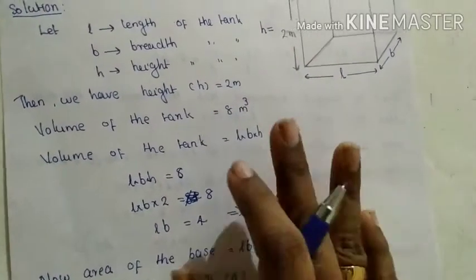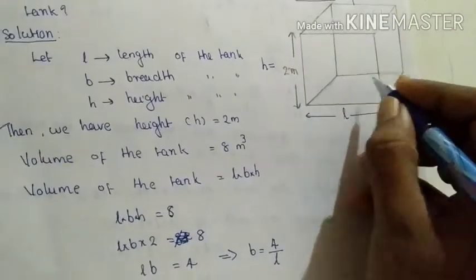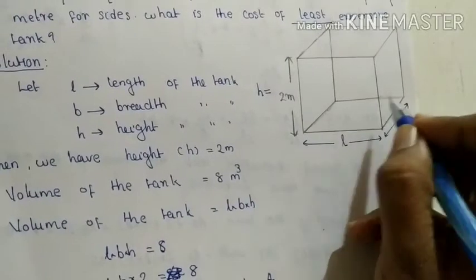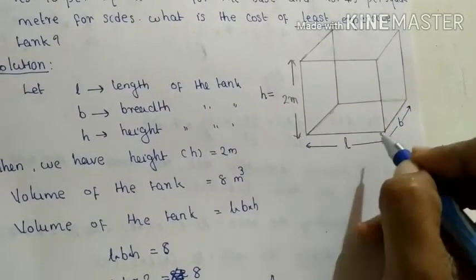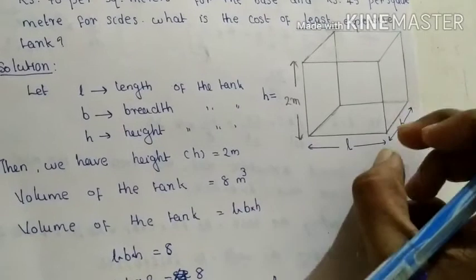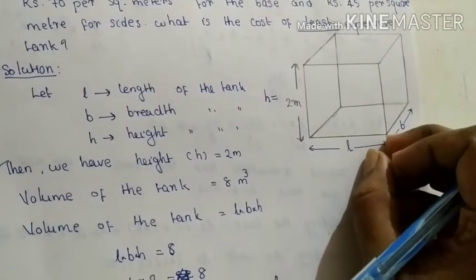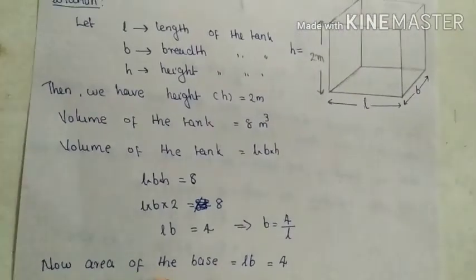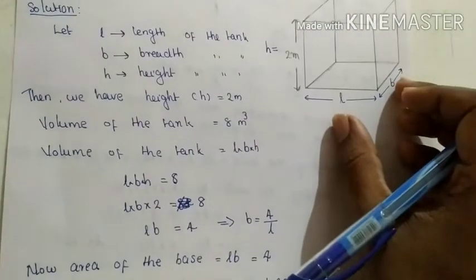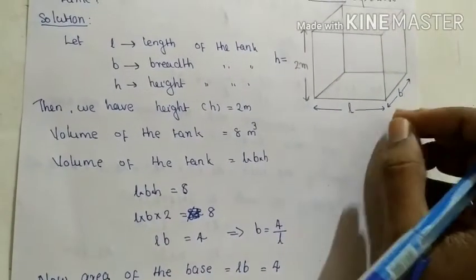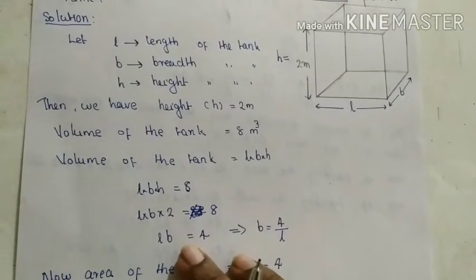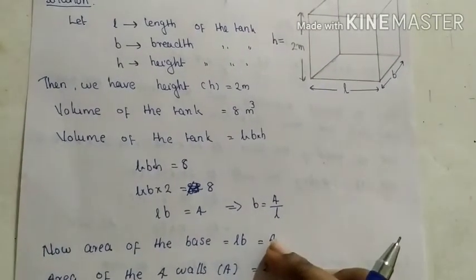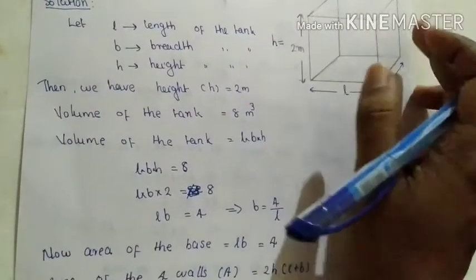Okay. So the area of the base: the base is a rectangular shape having the length L and breadth B. We know that the area of a rectangle with the length L and breadth B is L into B, right? So the area of the base is L into B, and we get LB equal to 4 here. Next we need to find out the area of 4 walls.